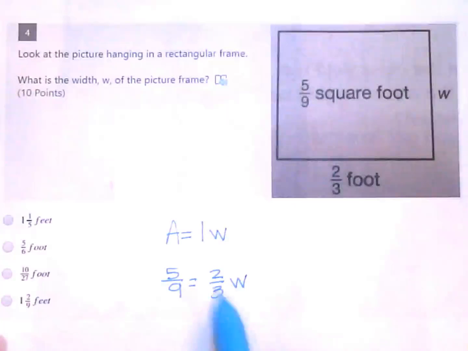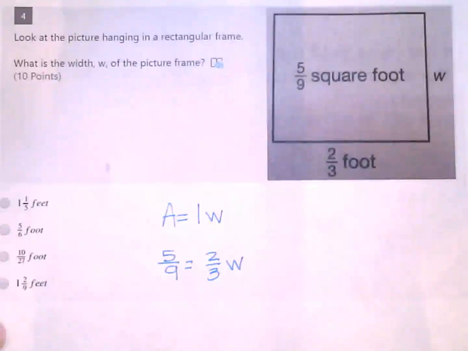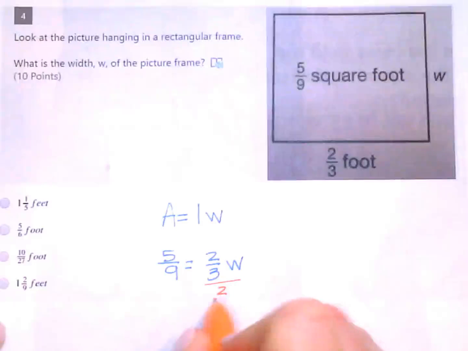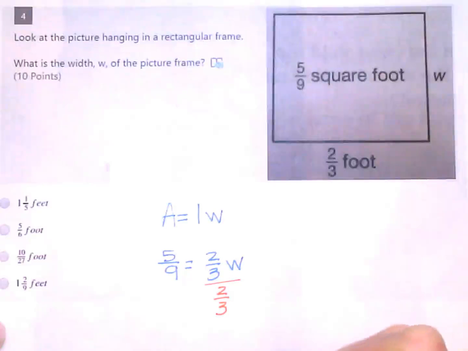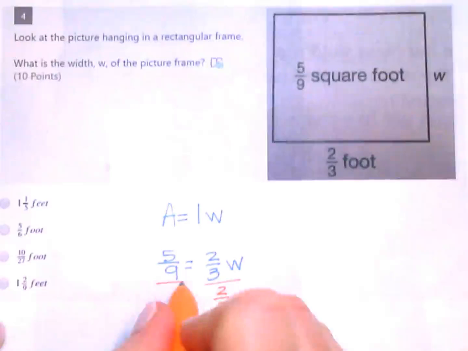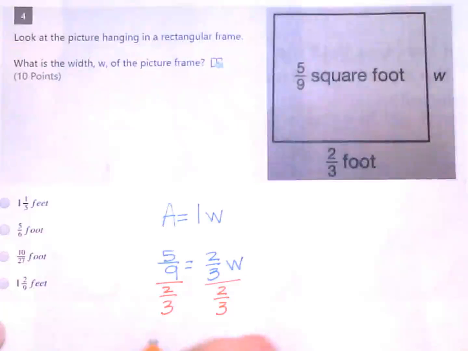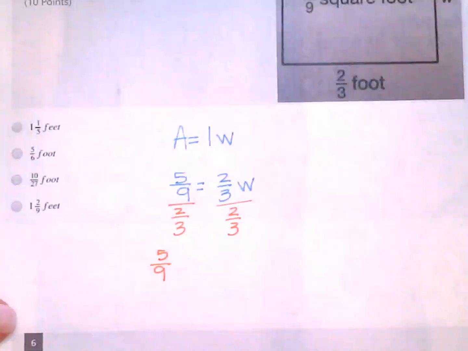If you notice, this is an equation, and we've been solving equations a bunch this year. The operation going on here is that W is being multiplied by 2/3. So to undo multiplying by 2/3, I'm going to divide by 2/3. And whatever we do on one side of an equation, we always do on the other. So this turns into 5/9. I'm going to move this up a little bit so you can see the work.